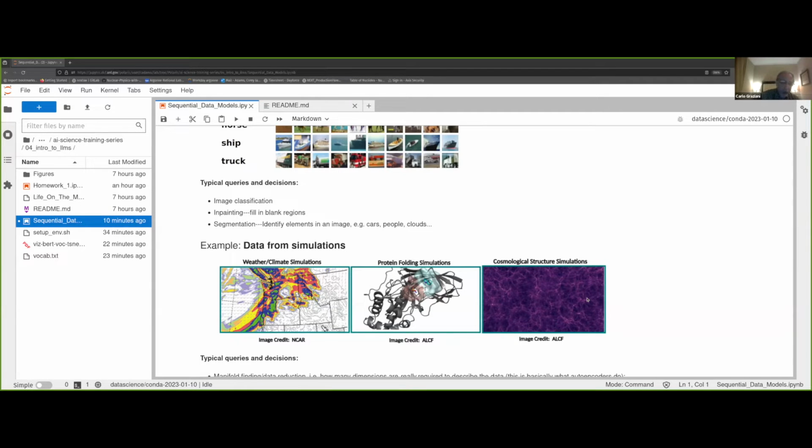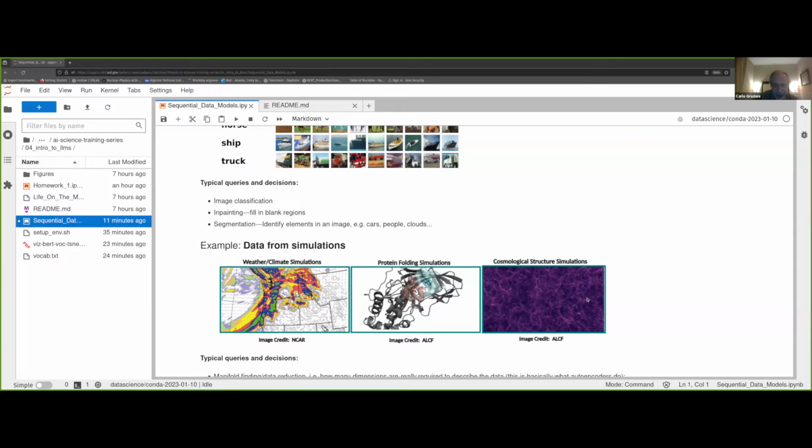Okay, so here's another set of examples. Data from simulations, also vectors. On the left, we have a weather or climate simulation. These are a domain which is split up into cells, and in each cell we have pressures and temperatures and humidities and so on and so forth. Or protein folding simulations, or cosmological structure simulations. All of these basically fall out as vectors. You can represent all of these in exactly the same way as points in these very high dimensional vector spaces.